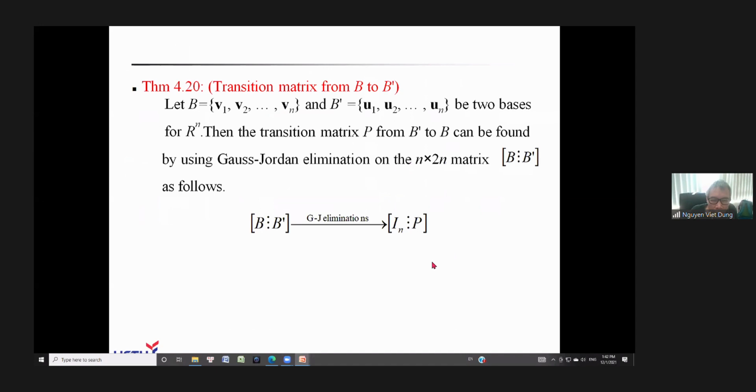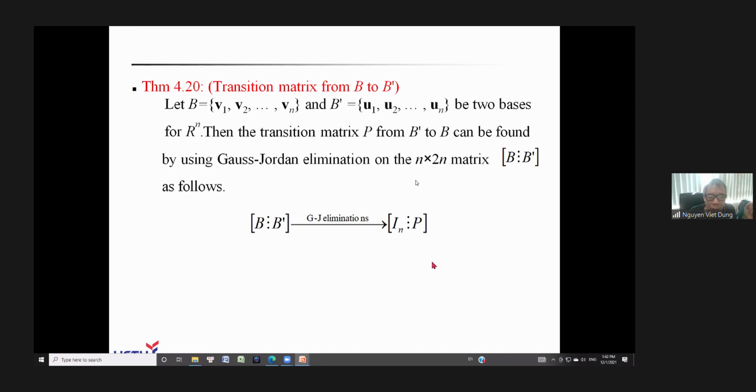Here, the way you do is as follows. You write B first, and then on the right side of B, you write the second one, B prime. So we have two bases and put them in the columns. Then you apply Gauss-Jordan elimination.